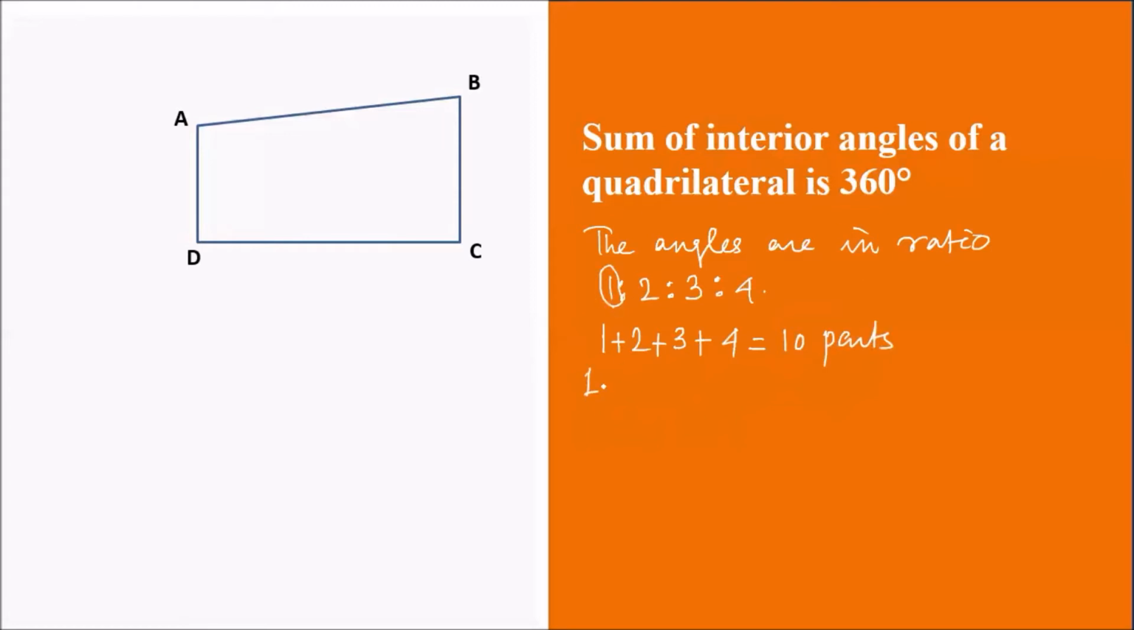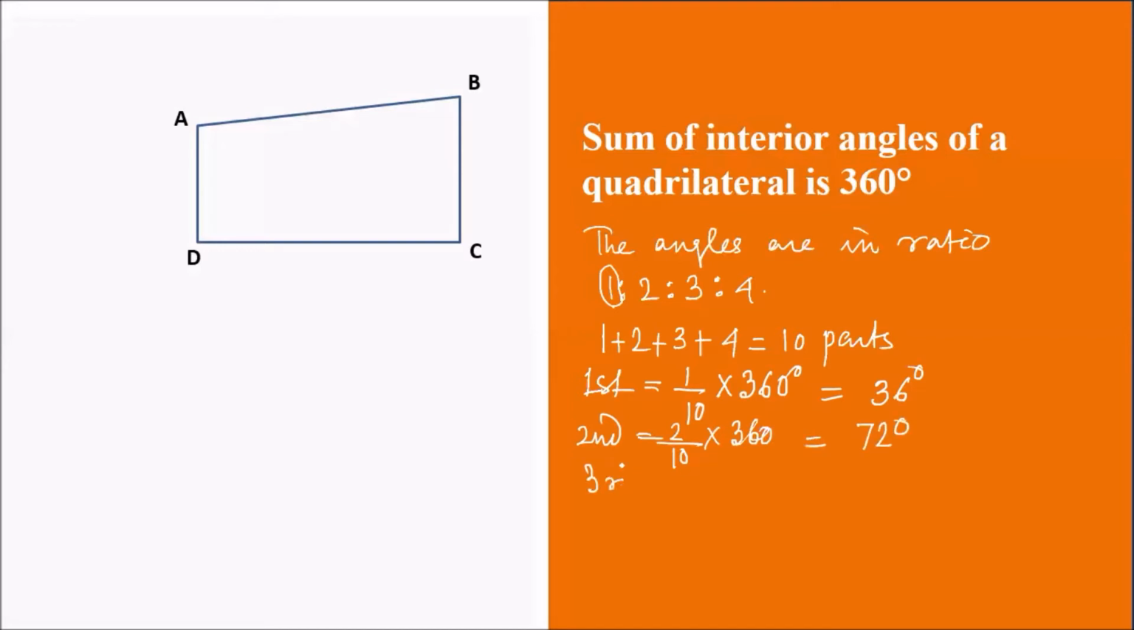So the first angle will be one part out of 10 from the total angle. What is it? 360 degrees. So you will cancel 0, 0, it gives you 36 degrees. Similarly, getting the second part, how much will it be? It is getting 2 parts out of 10. So from 360, how much will it get? It will be 72 degrees.